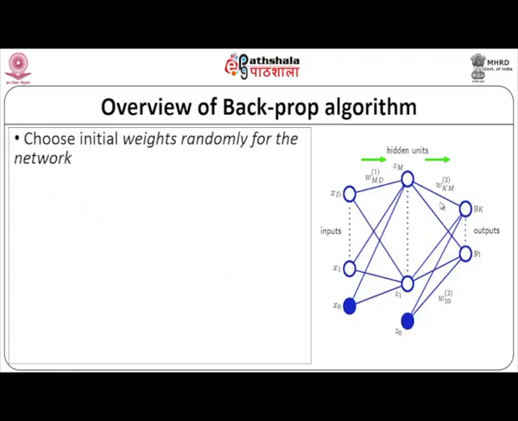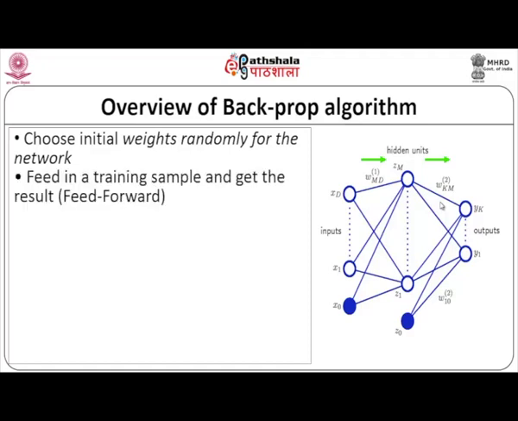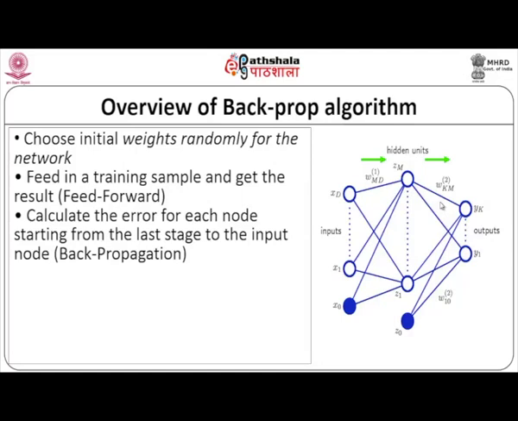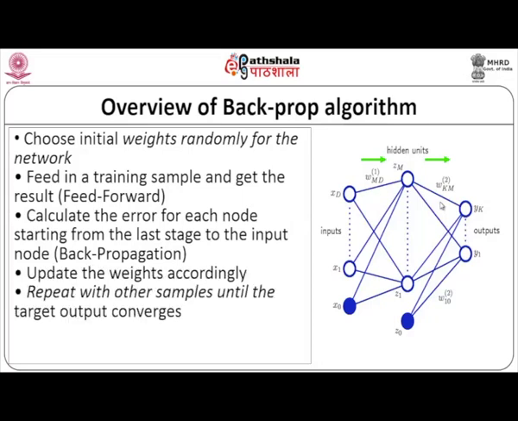So, the overview of the backpropagation algorithm is as follows. You choose the initial weights randomly for the network. Feed in a training sample and get the result. This is a normal feed forward. Then calculate the error for each node starting from the last stage to the input node, that is the backpropagation, and then update the weights accordingly and repeat with other samples until the target output converges. Now, let us discuss this a little more in detail.